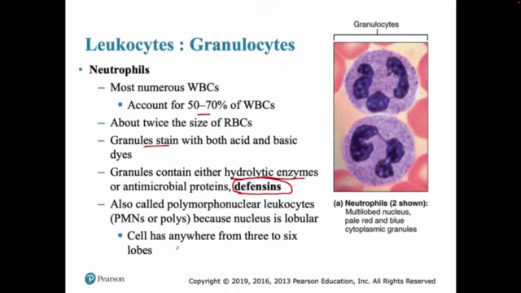These neutrophils are also called polymorphonuclear leukocytes, or PMN, or polys, because their nuclei are lobed. They can have between 3 to 6 lobes. For example, see here, there are 1, 2, 3, 4 lobes. Here also 1, 2, 3, 4, maybe 5. So 3 to 6 lobes, and they will obviously have granules. That's their characteristic physical appearance. You will see all these in lab, in models and in slides.